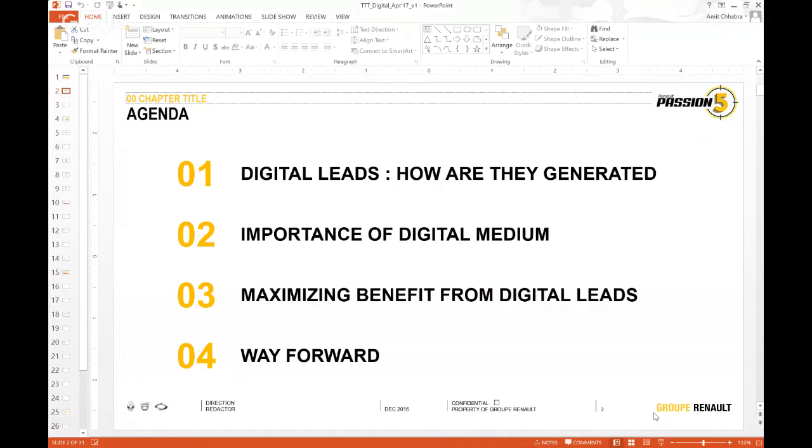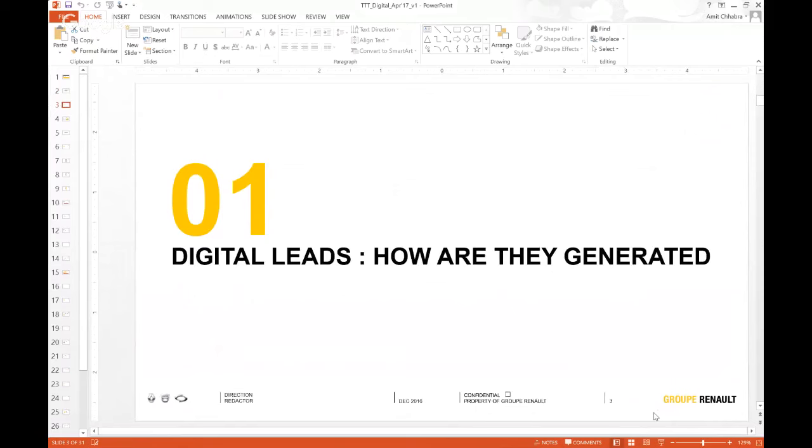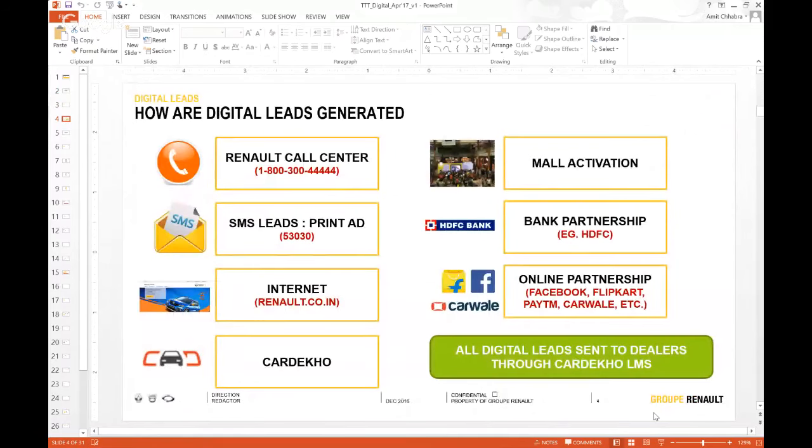The first thing we want to see is how these digital leads are generated and how they reach you. As you all know, CarDekho handles all the digital leads for Renault. All the sources from where Renault generates leads also come to us. First and foremost is the Renault call center, a 1800 phone number given to and accessible by all customers. Anyone who calls this number, those leads also come to us. These leads are call verified by us and then passed on to you.